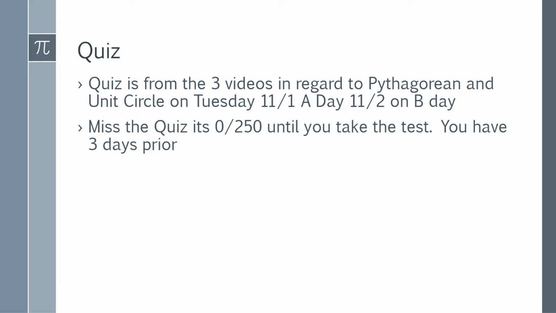Quiz. Quizzes from the three videos with regard to Pythagorean and the unit circle are on Tuesday, November 1st, and November 2nd on B Day. If you miss the quiz, it's a 0 out of 250 until you take the test. And you have 3 days, not prior, that's 3 days afterwards. 3 days means when you come back, and as long as your absence is excused, so make sure your absence is excused.